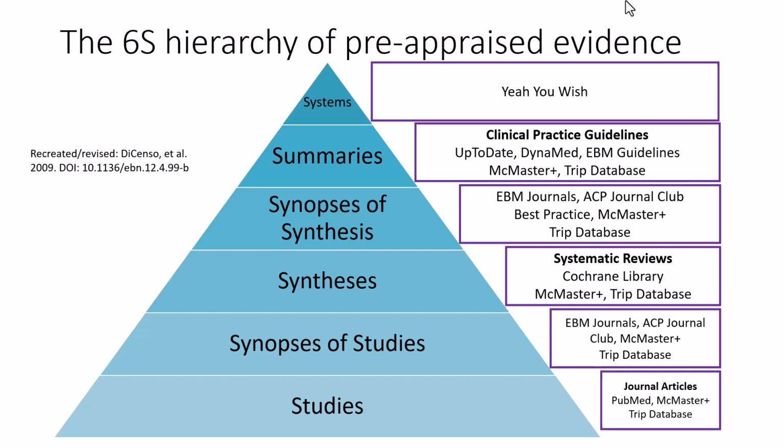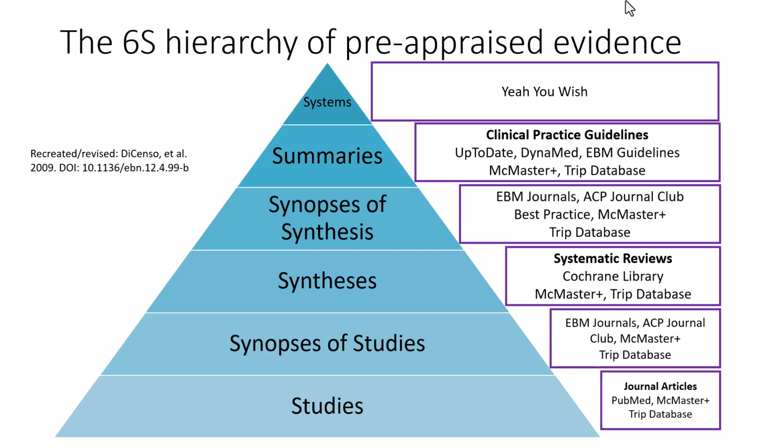The next level is the synopsis of synthesis, which contains the summary and some appraisal and some commenting on the evidence synthesis that have already been done. So it is commenting on the existing systematic reviews, let's say.